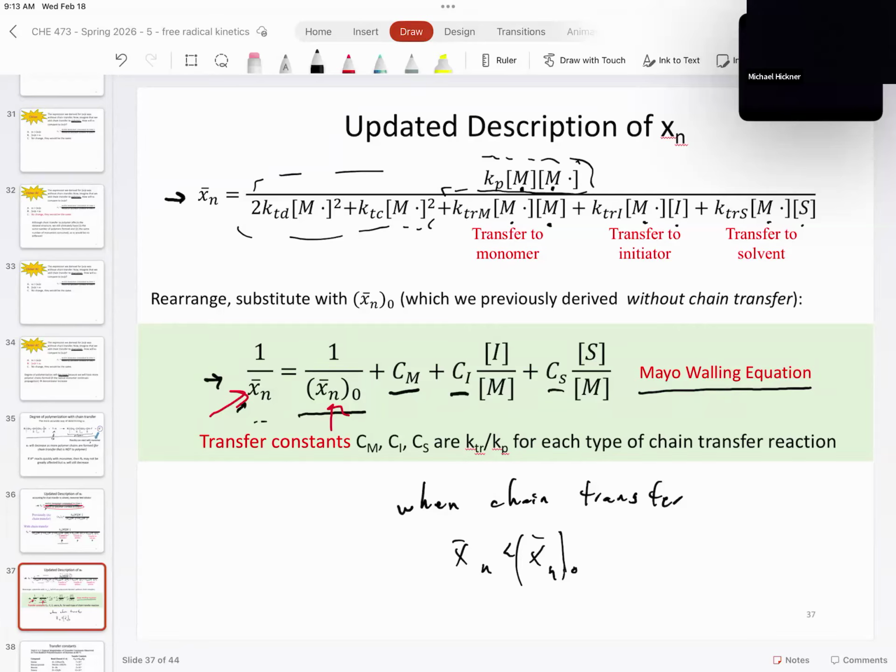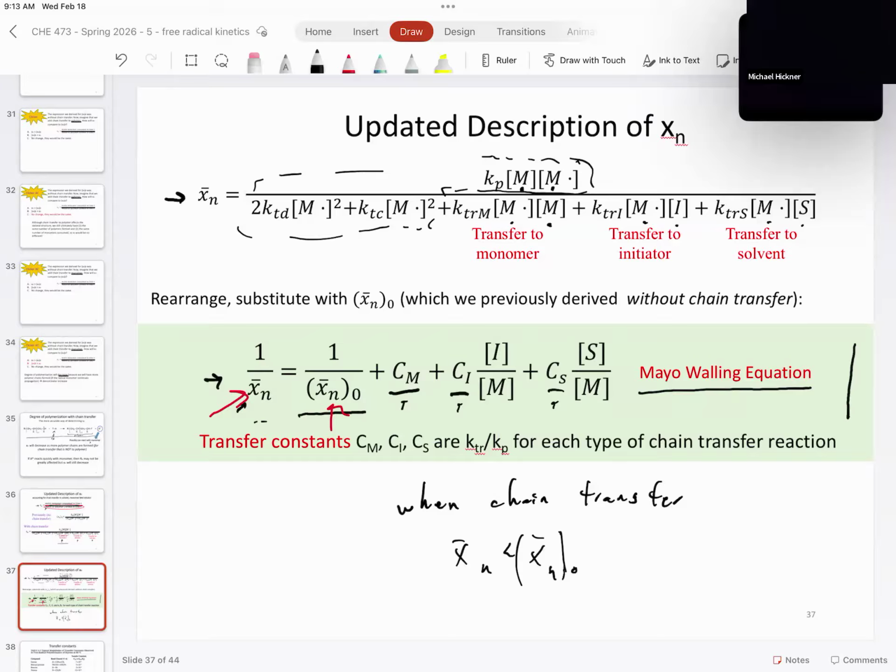Notice here we have transfer constants: chain transfer to monomer, chain transfer to initiator, chain transfer to solvent. We don't have anything for the polymer or the polymer concentration in the Mayo-Walling equation because the polymer doesn't matter in determining x bar n for chain transfer. We derived this Mayo-Walling equation about a week and a half ago. I won't go through the derivation again, but we're going to need it to determine what's happening with the degree of polymerization for our polymers when we have chain transfer.